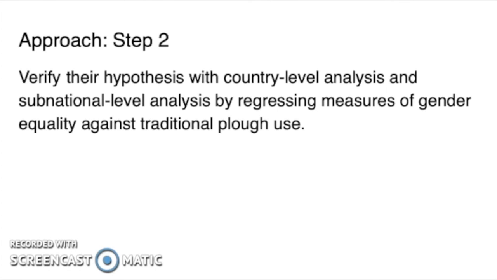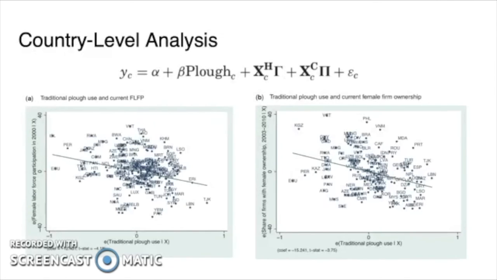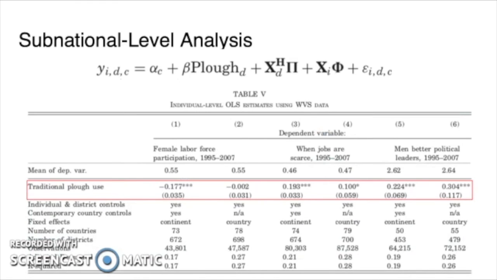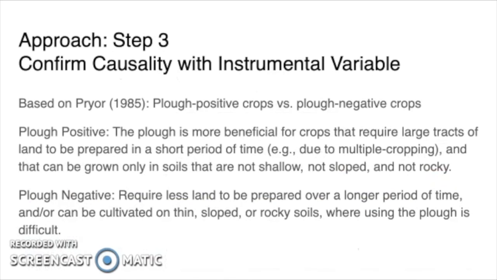Then the authors regress variables that measure gender equality, such as female participation in agriculture historically and female participation in the labor force today, on two levels, country level and subnational level. Here are the details about the models and their specific findings. But the important thing is that in both they found the traditional plow use was possibly associated with gender inequality.